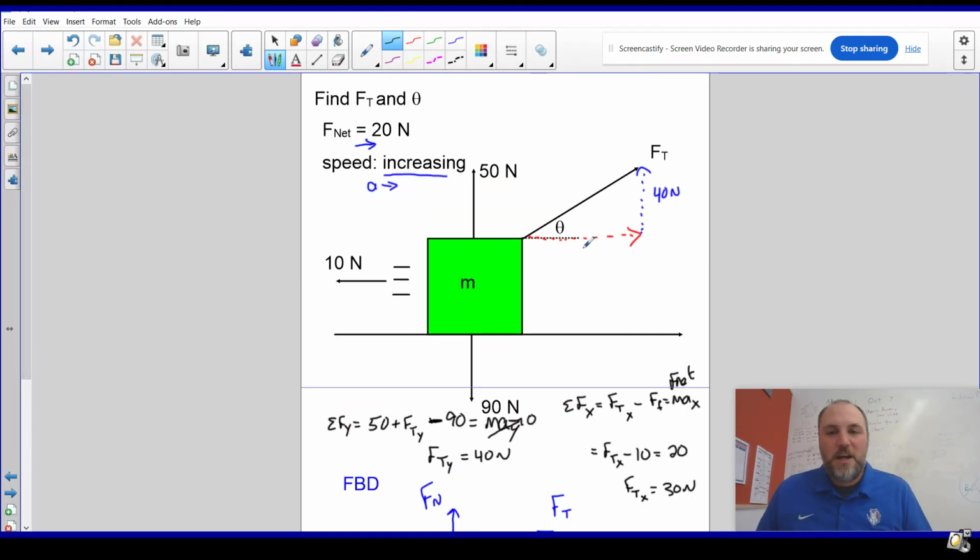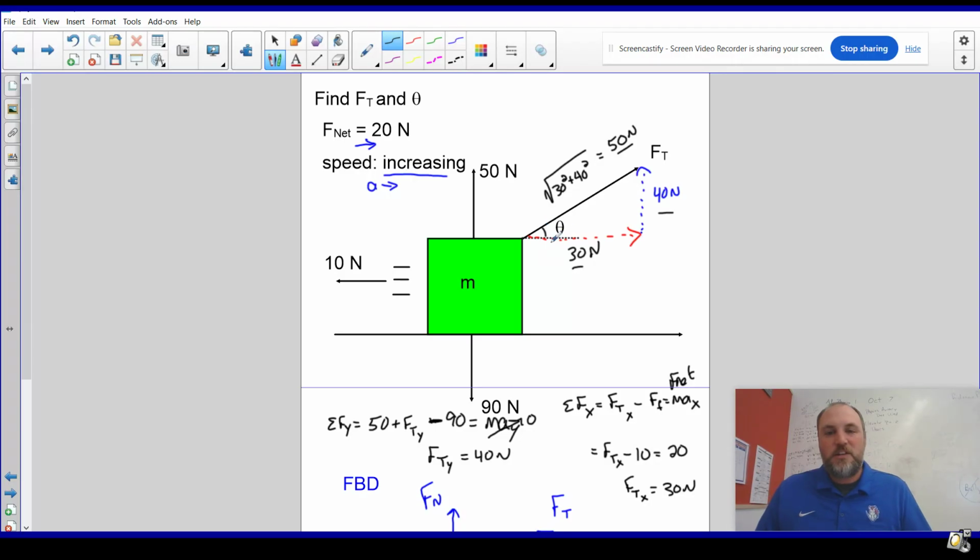So now I've got both components of that tension, and if I want to find the actual tension, like the real tension that we would experience in the string, it is this two-dimensional hypotenuse. If I know two sides of a right triangle, then I can use the Pythagorean theorem. So I can do 30 squared plus 40 squared and take the square root, and it turns out that my tension is 50 newtons. Okay?